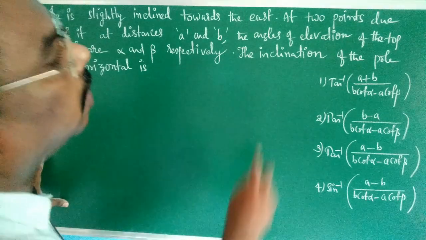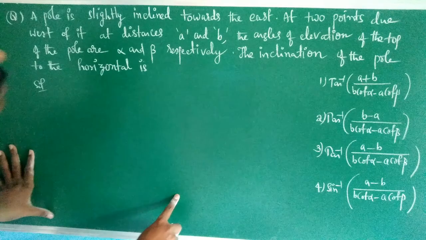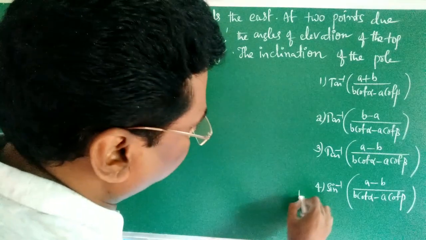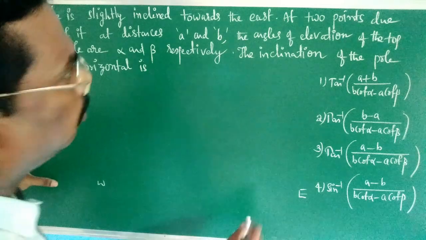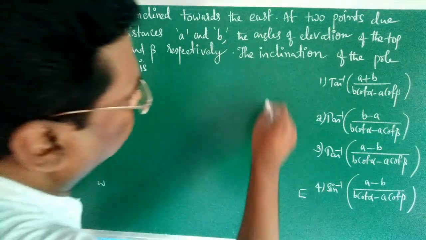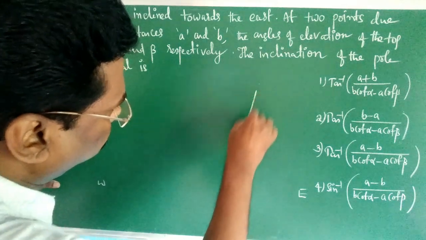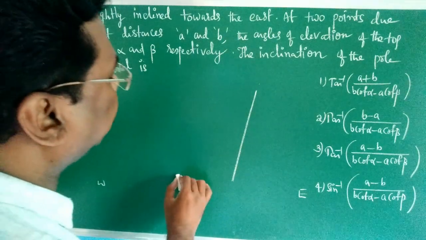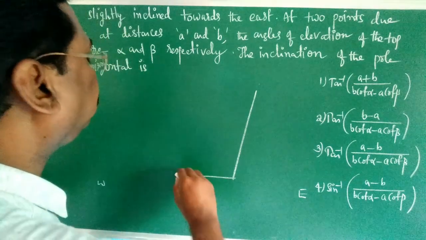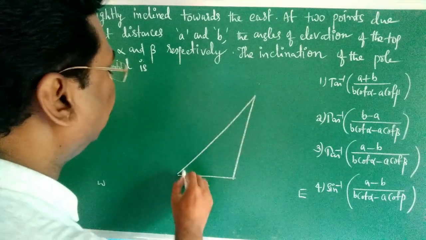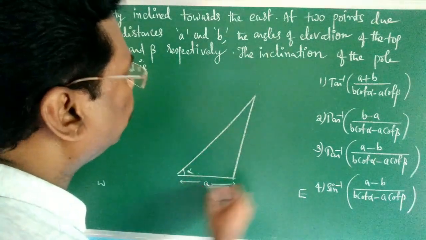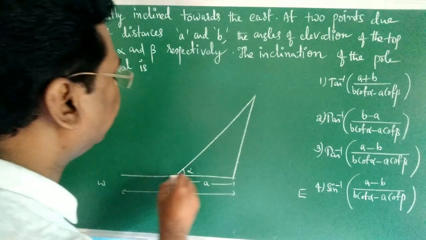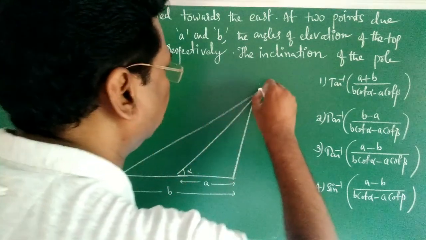Next one is, a pole is slightly inclined towards the east. At two points due west of it at distances A and B, the angles of elevation of the top of the pole are alpha and beta respectively. The inclination of the pole to the horizontal is. Now here east, here west. Slightly towards east, a pole. At distance A, the angle of elevation is alpha. Now at distance B, the angle of elevation is beta.